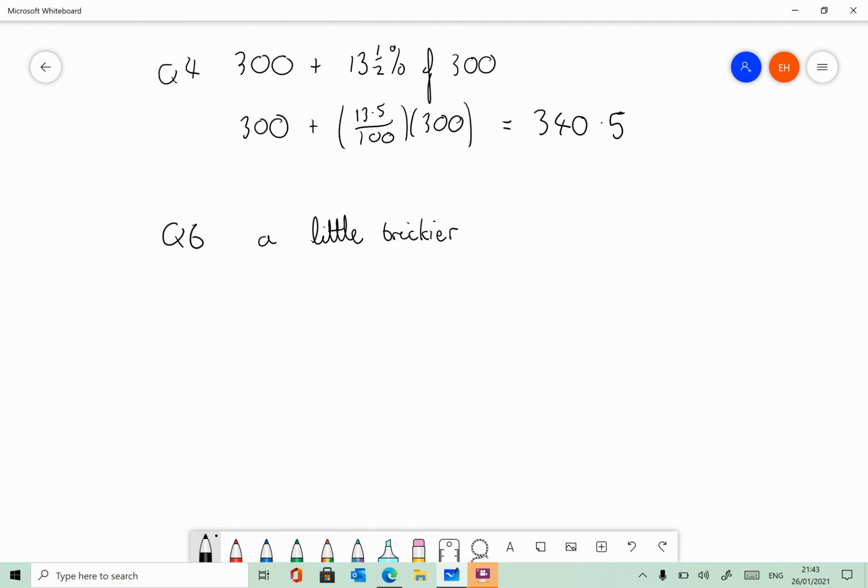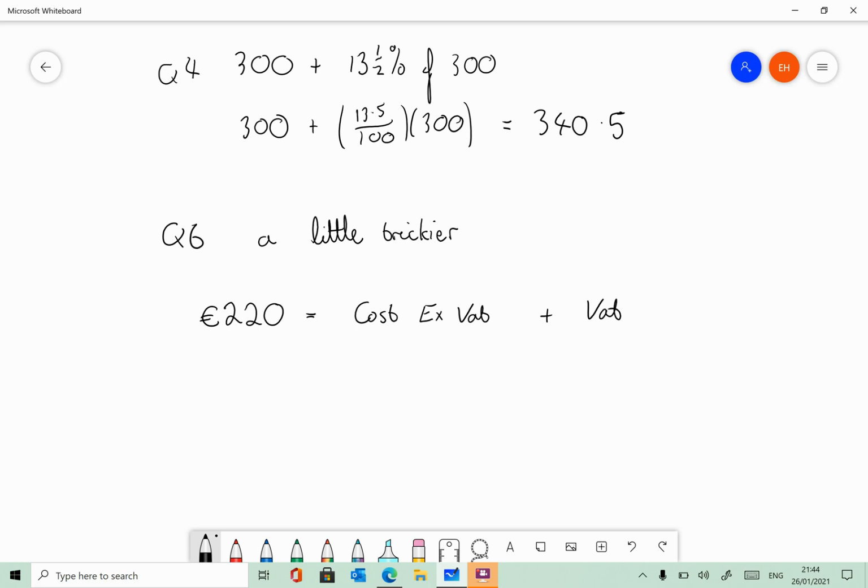In question 6, we've been given €220 equals the cost without VAT or ex-VAT plus the VAT. Right? So it's not telling us that it costs 220 without VAT. It's telling us it costs 220 with VAT.